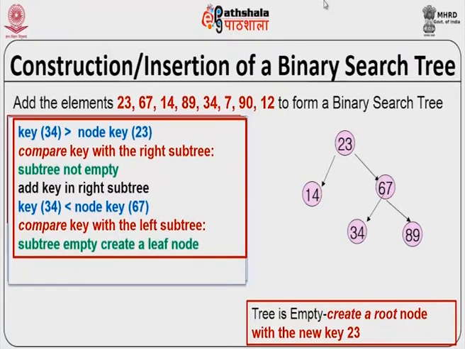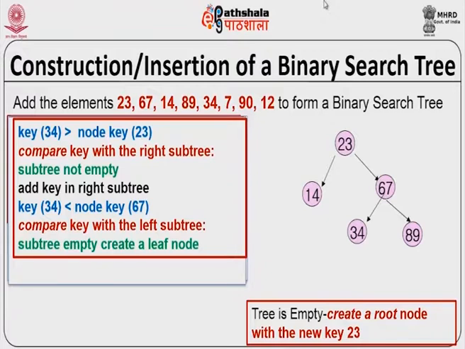The next is 34. Now, when I get 34, 34 is greater than the root node 23. So, you go to the right subtree. When you go to the right subtree, you find that it is not empty, you have 67 there. So, you compare 34 with 67 and you find that 34 is less than 67. So, you go to the left subtree, you find the left subtree is empty. So, you add 34 as the left child of the parent 67. So, that is what you have done here.